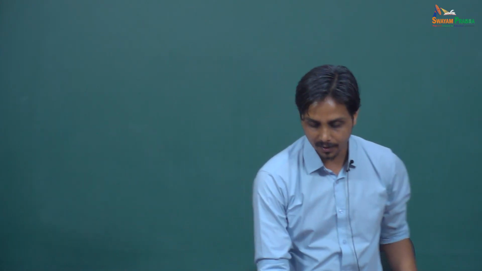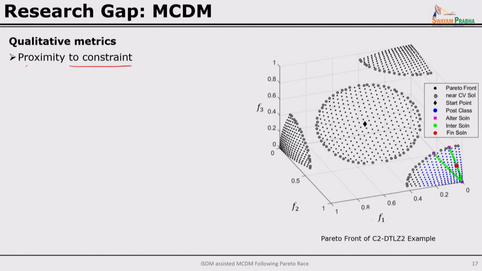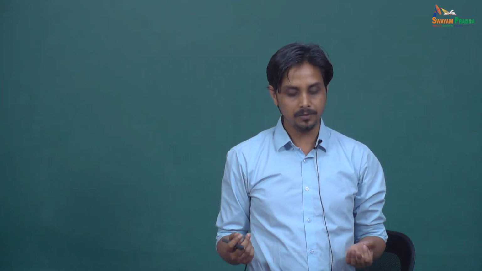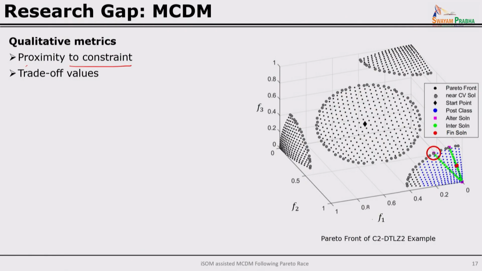For example, if I discuss the proximity to the constraint, that means I gave you a very good solution, but it is very close to the constraint. Would you pick it? The designer may not want to pick it, because any small deviation from there might lead to failure in the design. Next one is the trade-off values. So usually the designer goes with very high trade-off values.